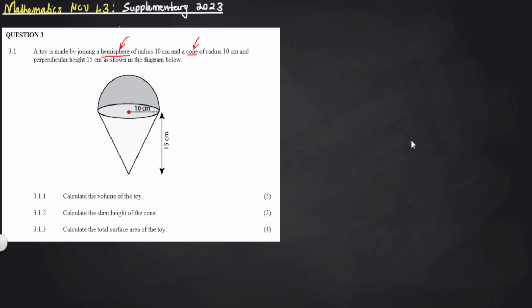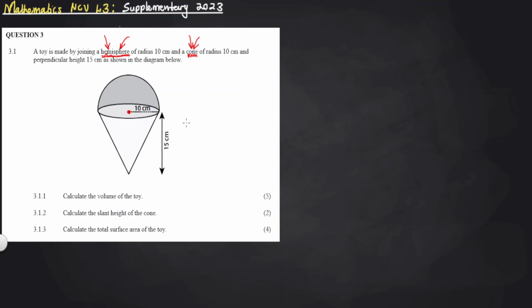I'm going to bet you this: there is no formula that can calculate a volume for the whole shape. None. There's a reason why they are saying we have a hemisphere and we also have a cone. There's no one unified formula for finding a volume for that whole shape. What you will have to do is calculate the volume in parts, meaning we calculate the volume for the hemisphere first, calculate the volume for the cone, and then we combine the two.